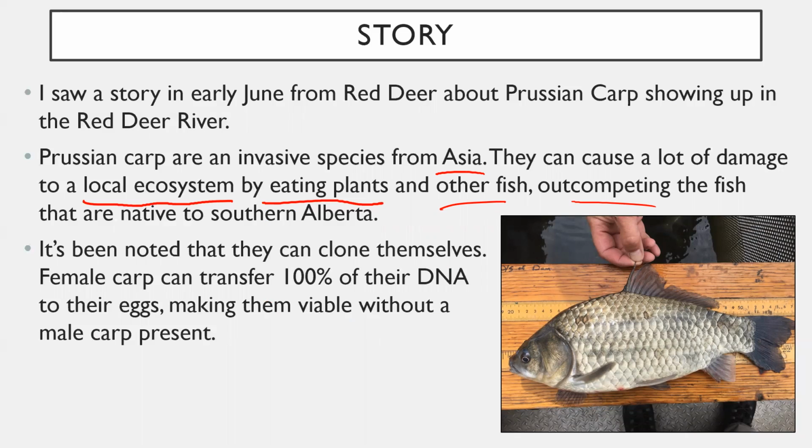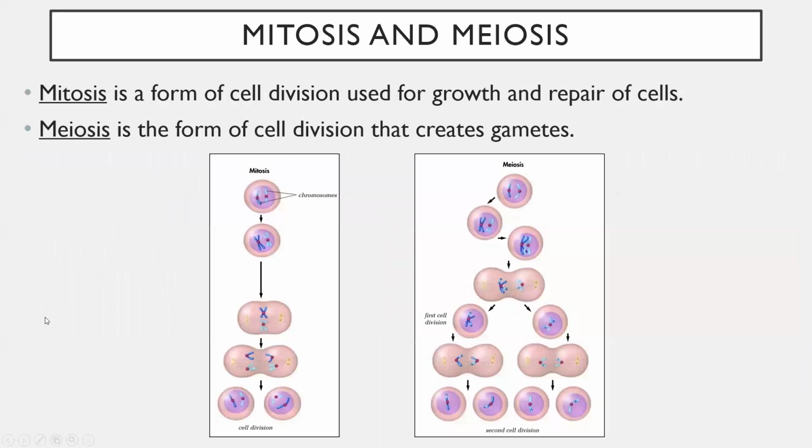Now, why this is significant in terms of our biology conversation is it's actually been noted that they can clone themselves. Female carp can transfer 100%, not 50%, but 100% of their DNA to their eggs, making them viable without a male carp present. So in other words, it is possible for even animals, or at least certain types of animals, like carp, to reproduce asexually as well, right? Kind of interesting. And again, that's not a very well understood process, and it's rare in nature. It doesn't happen with most things.